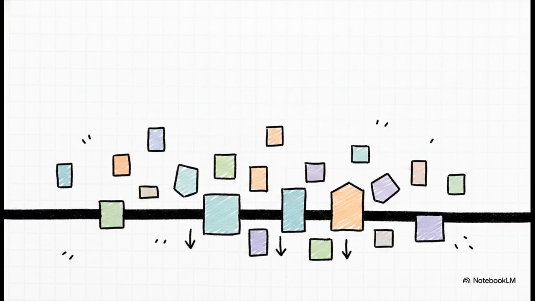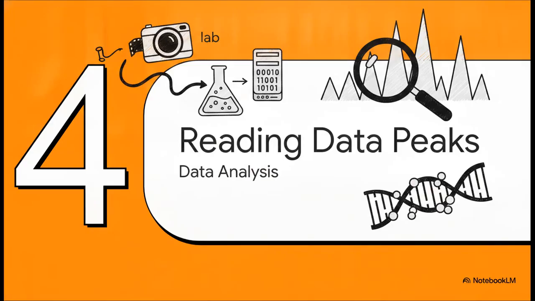But let's be real. Millions of tiny digital fragments don't exactly mean much on their own. It's like having a million puzzle pieces with no picture on the box. So to make sense of it all, these individual reads are fed into bioinformatics software. The computer takes the snippets and mathematically aligns them back to a complete reference genome. And that leads us perfectly into Part 4, reading the data peaks.